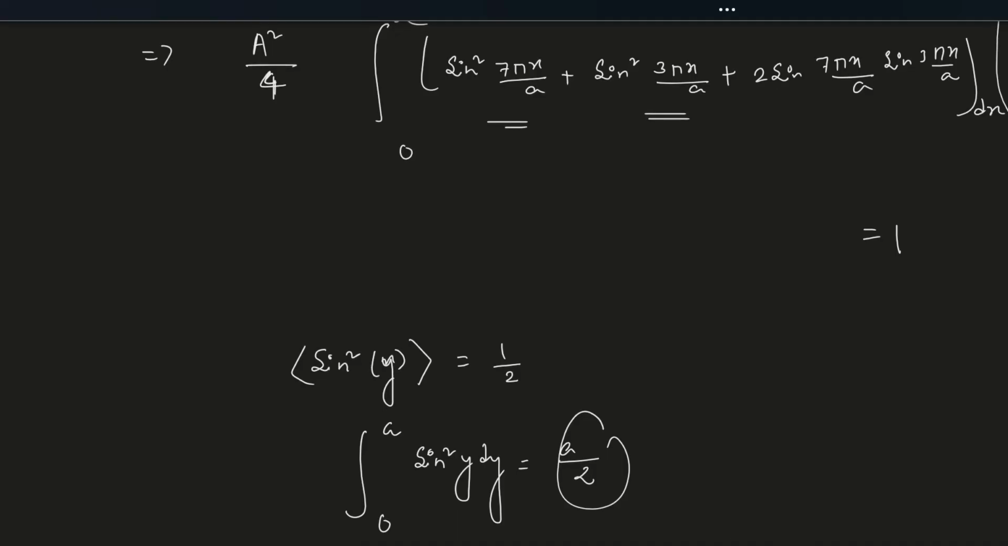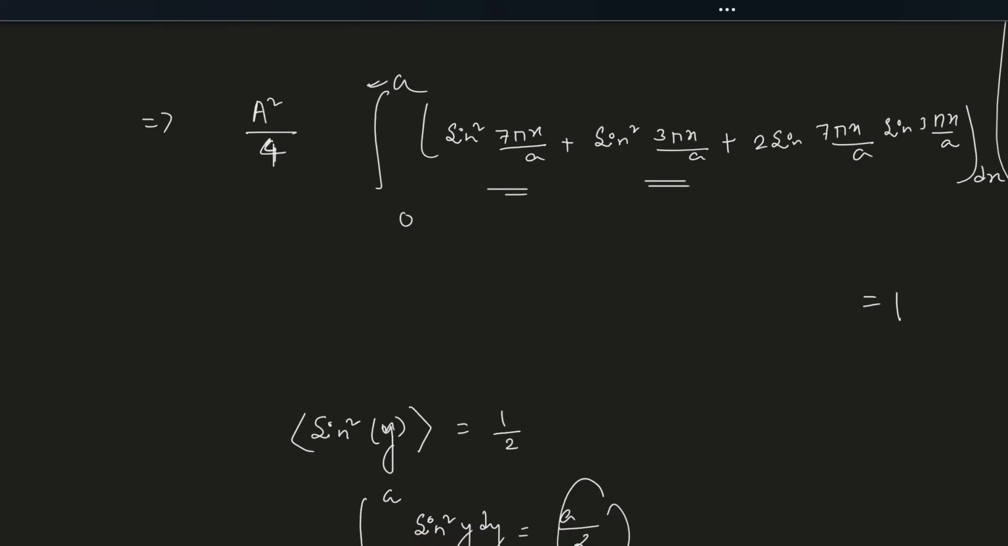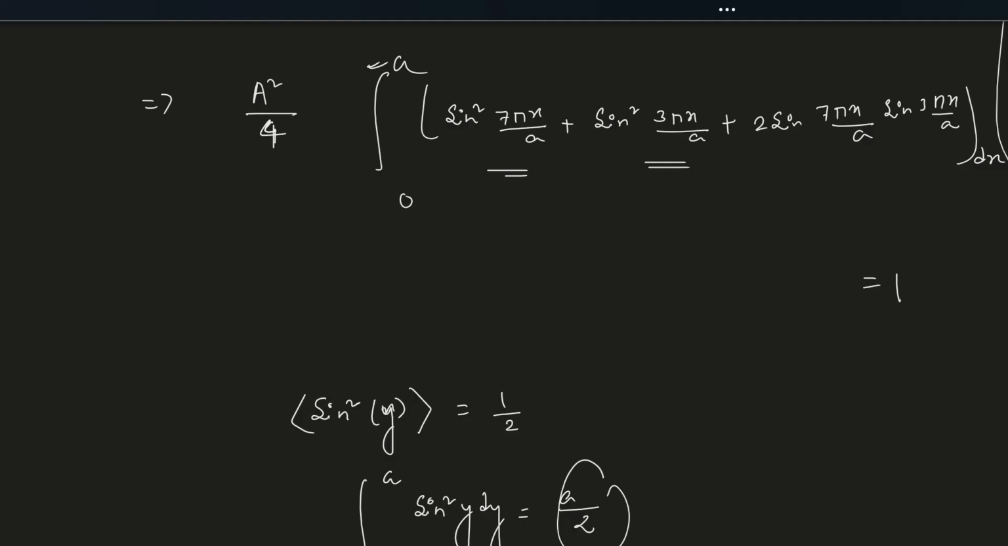So maybe this is not necessary to show, but for your convenience, let us take one example and see how this is coming a by 2. So let us say y equals 7 pi x by a.